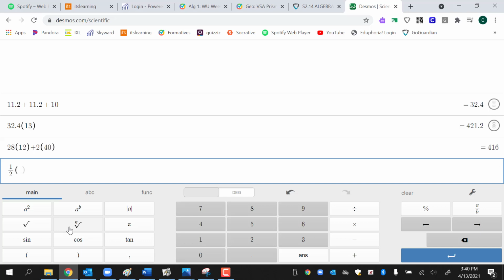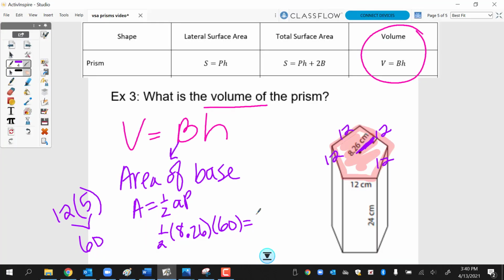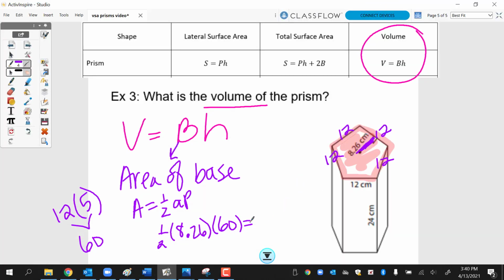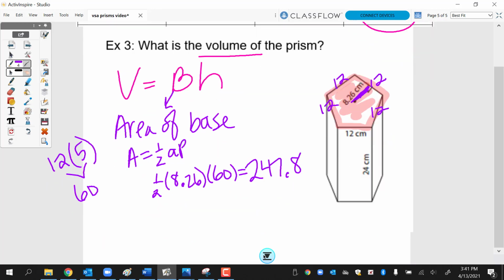1/2 times 8.26 times 60, 247.8. So that is the area. Oh crap, I just forgot. Here we go. 247.8. Okay, so this is the area of my base. This is big B. So I still haven't found the volume yet. Now I just gotta plug it in. So here we go.